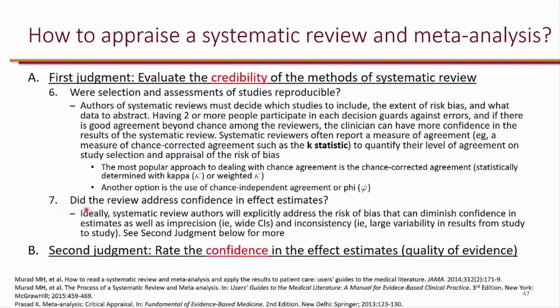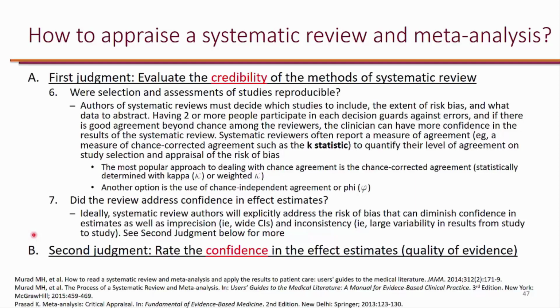Then the next question is, did the review address confidence in effect estimates? Ideally, systematic review authors will explicitly address the risk of bias that can diminish confidence in estimates, as well as imprecision, for example wide confidence intervals, and inconsistency.